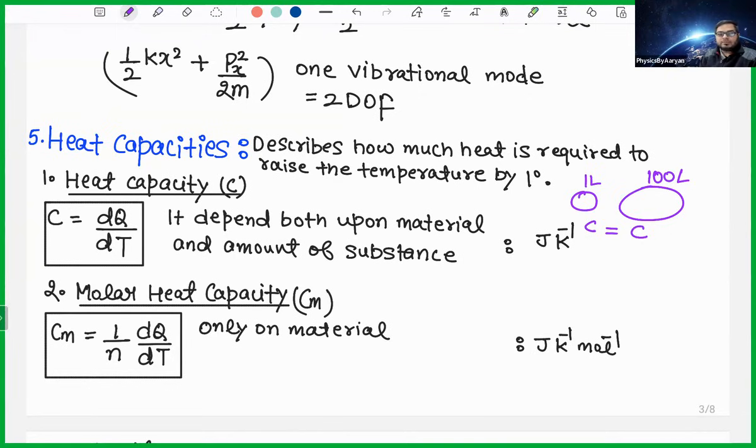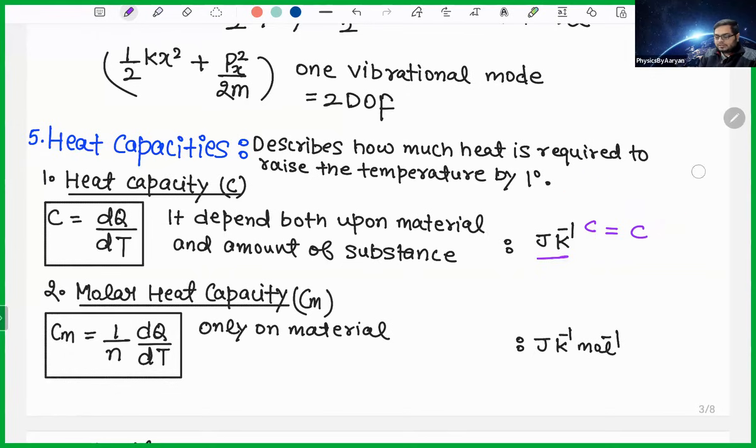Different or same? Heat capacity. Yes, sir. Different. Because why different? Because in order to raise the temperature of 1 liter of water, you need less heat. In order to raise the temperature of 100 liters of water, you need more heat. So heat capacity is different for both. So the unit of this is joules per Kelvin.